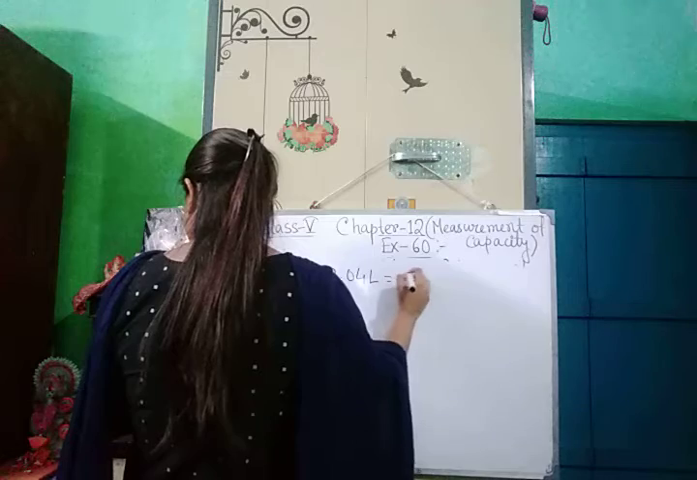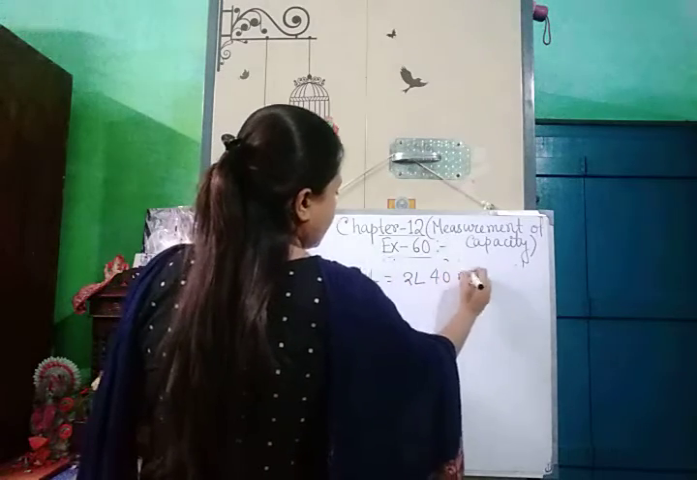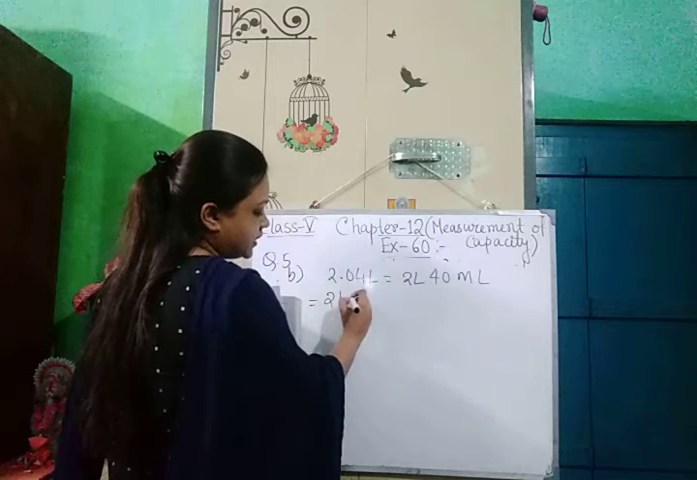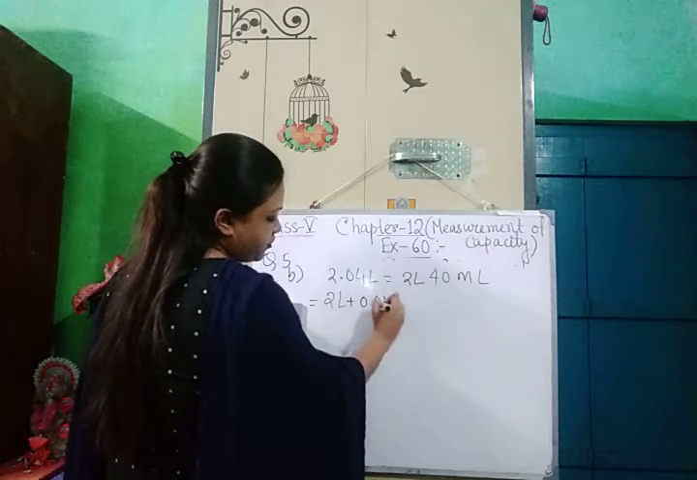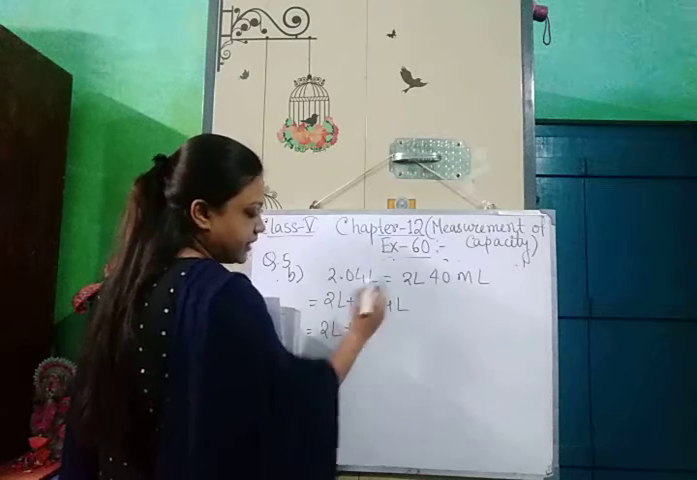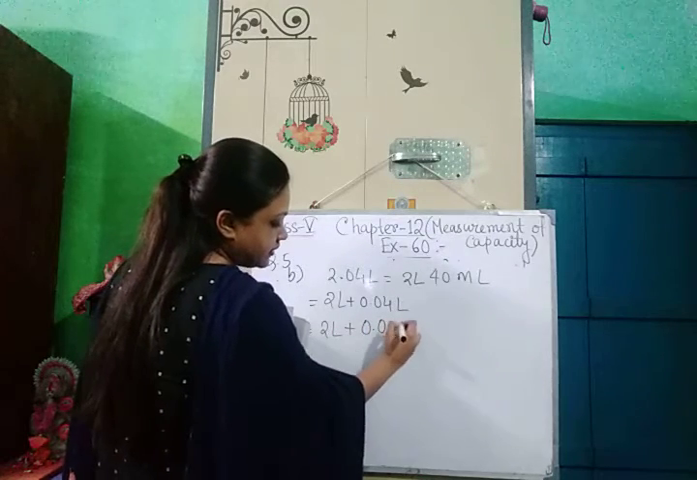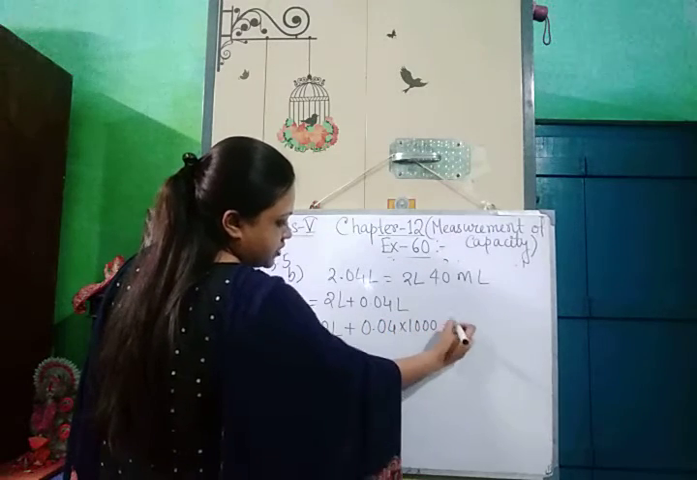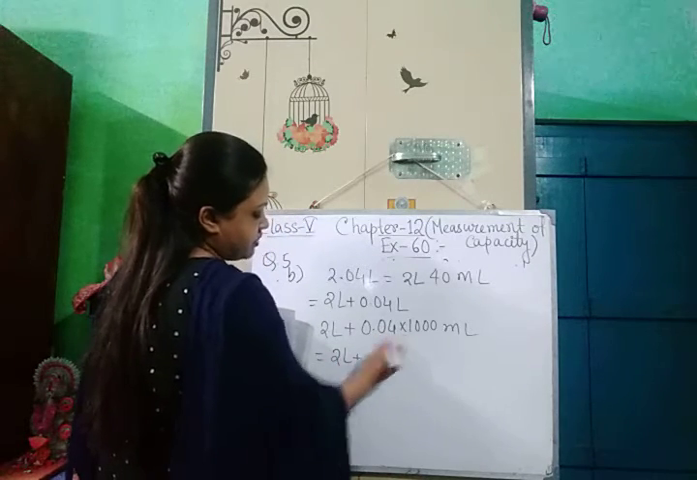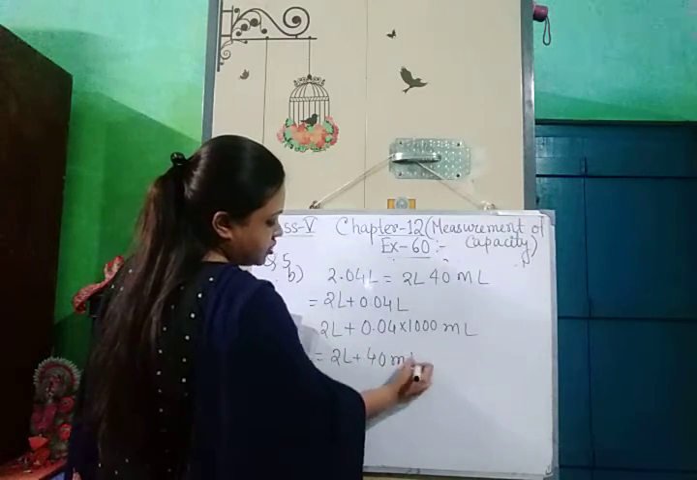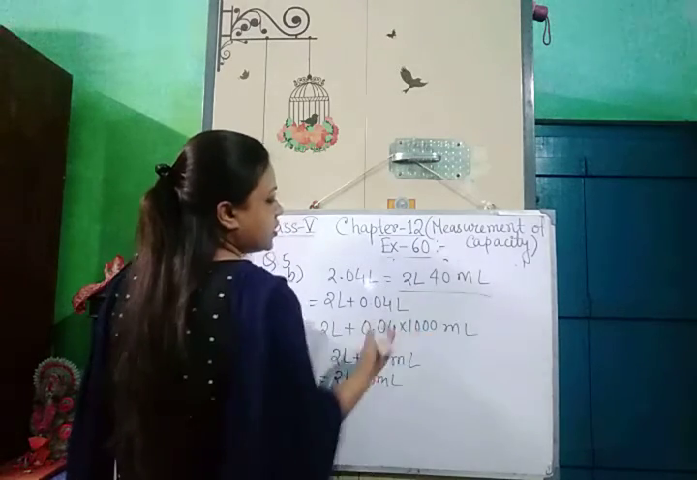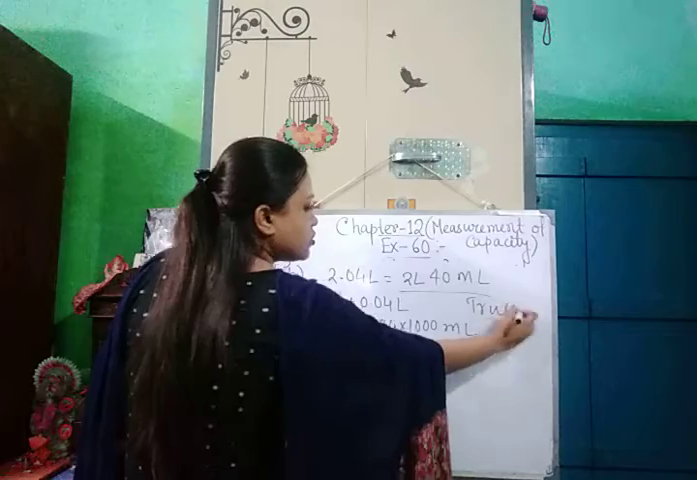2.04 liter equals 2 liter 40 ml. It's given. We have to check again. So 2.04 liter we can write as 2 liter plus 0.04 liter. Now we will convert this 0.04 liter to ml by multiplying by 1000. So 2 liter plus, the point will move to the right 3 places, so it will be 40 ml. So it is 2 liter 40 ml, which is given. So that statement is true.